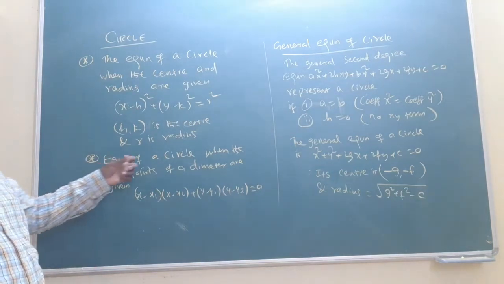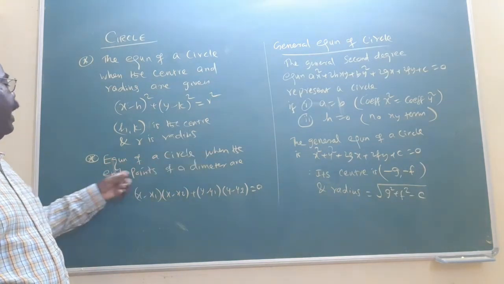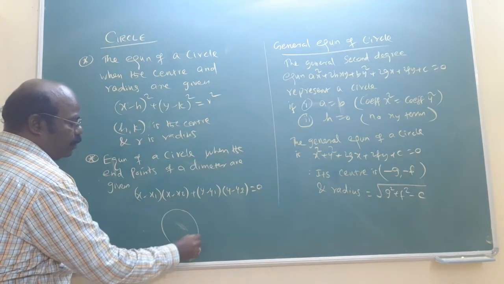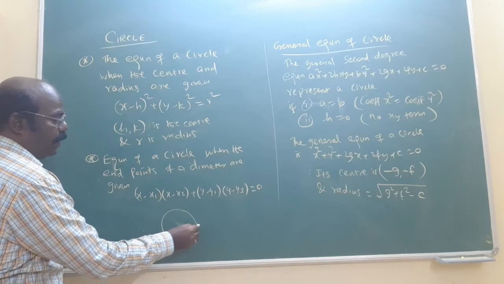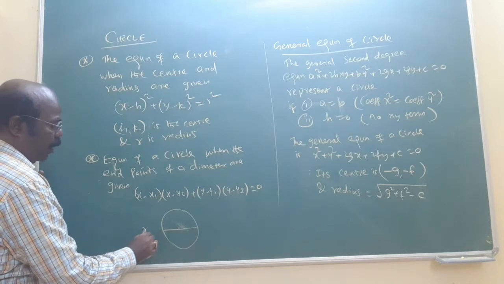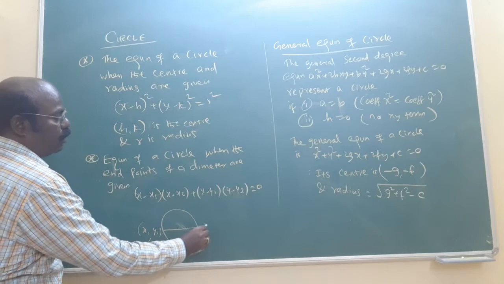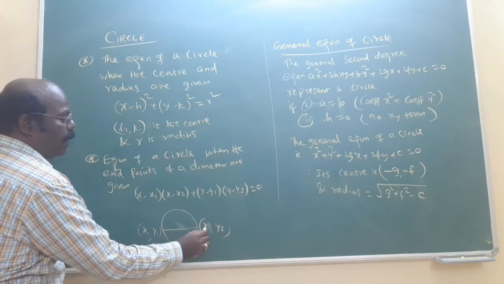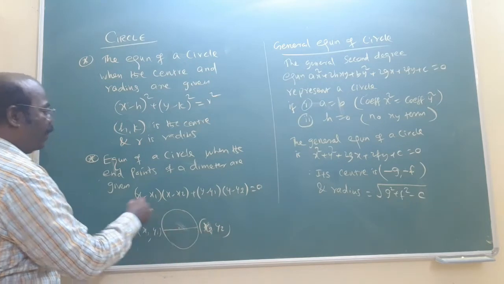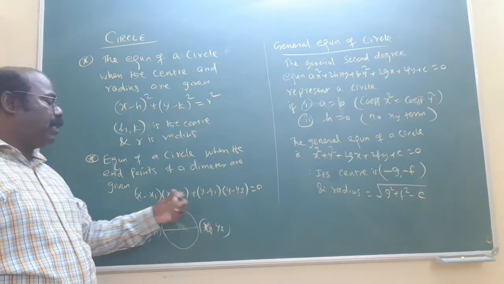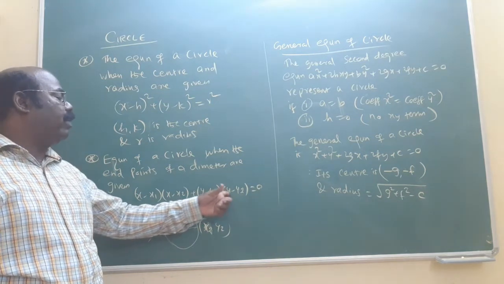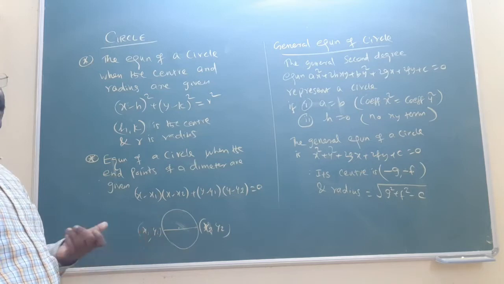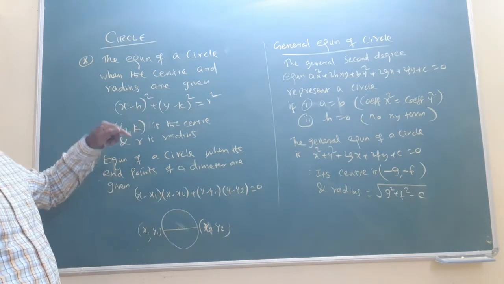Similarly, the equation of a circle when the endpoints of a diameter are given. Suppose this circle, the center, this is the diameter. This point is (x1, y1) and this is (x2, y2). Now, the ends of the diameter are given. What's the formula? (x − x1)(x − x2) + (y − y1)(y − y2) = 0. This is called ends of the diameter given. The first one is what? Center and radius given.